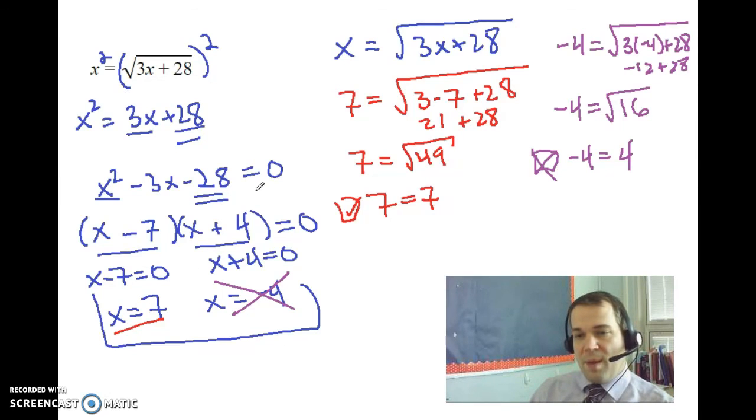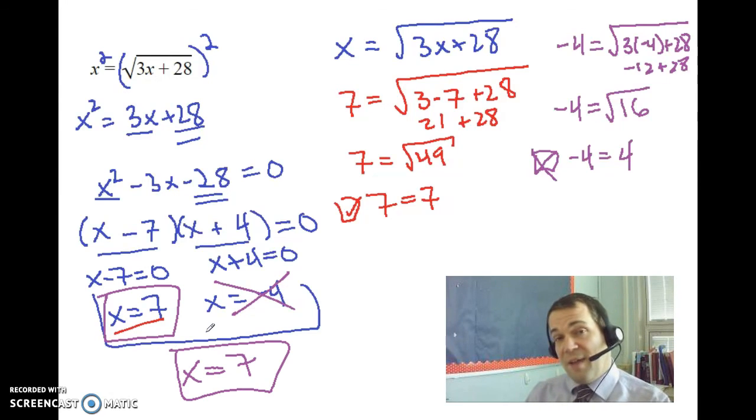So even though all my math here is correct and I got both of these to be answers, the only answer is x equals 7. So you definitely have to check those answers and cross off ones that don't make true statements.